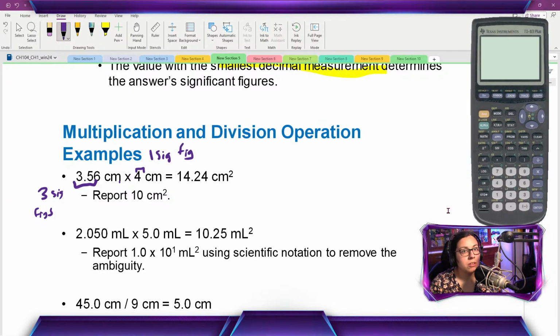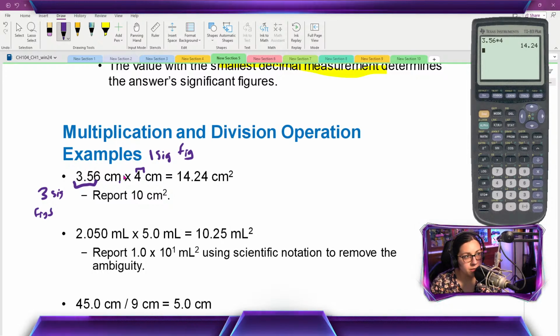And so let's just plug it in as well so we can see. And so we're punching it in. So 3.56 times 4. And so the calculator spits out 14.24. And again, that would be centimeters squared. So maybe we're getting the area of some piece of paper or something.